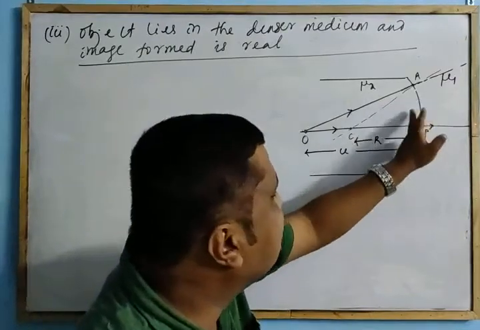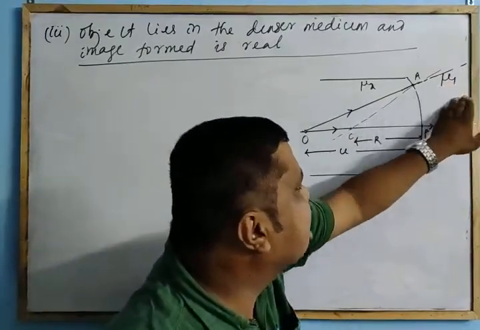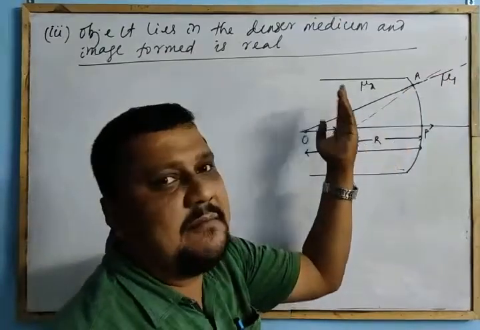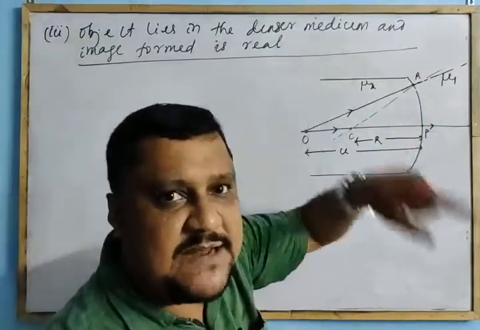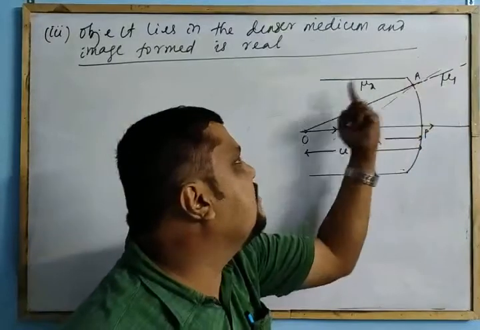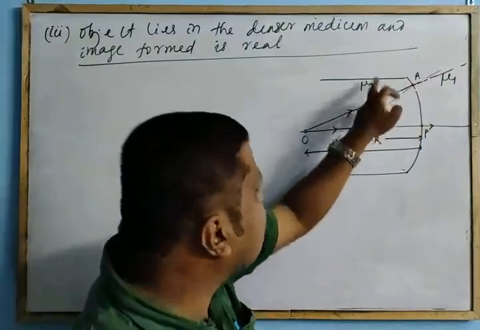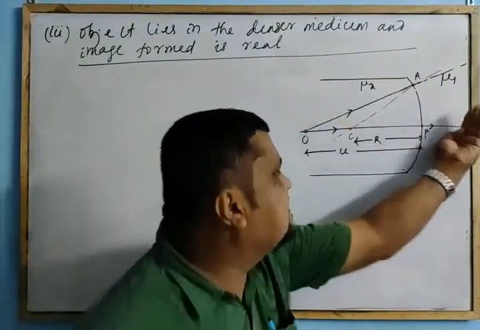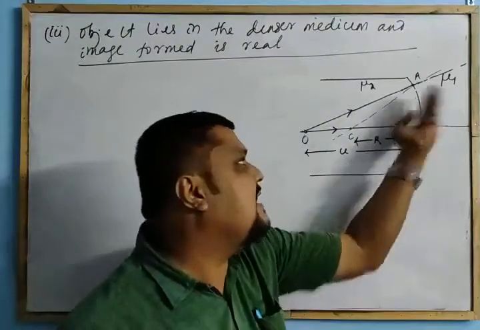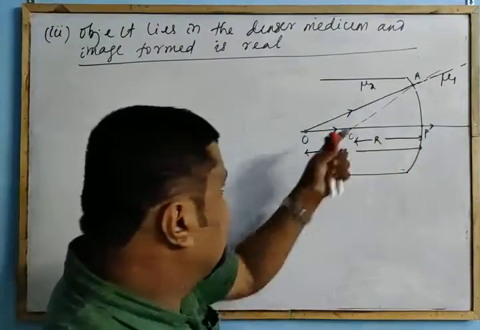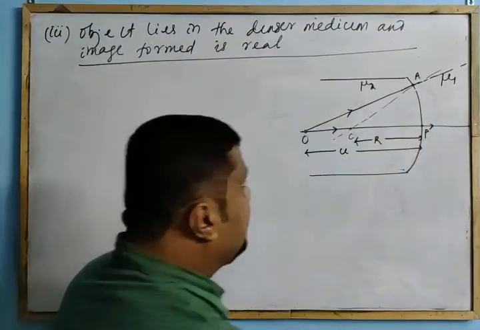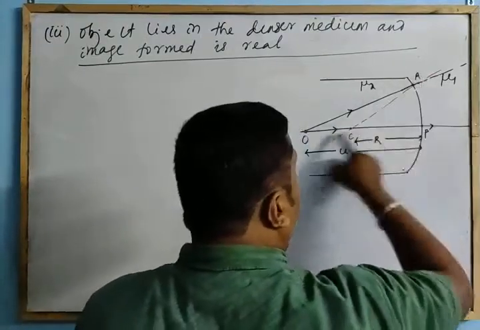The convex surface is from the rarer side. I take the rarer on this side and the denser on this side. But in the previous two cases, the object was in the rarer, so I make mu on this side, so the convex surface is on this side. Here the convex surface is from the rarer side. Now, this is the object O, it gives two rays, OA and OP.